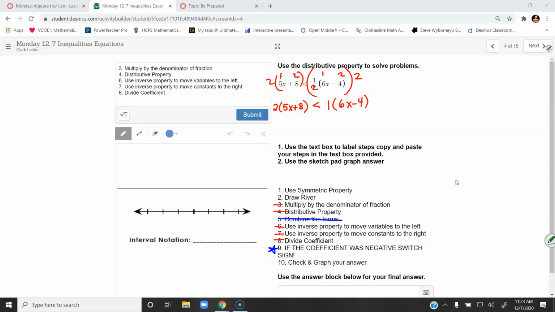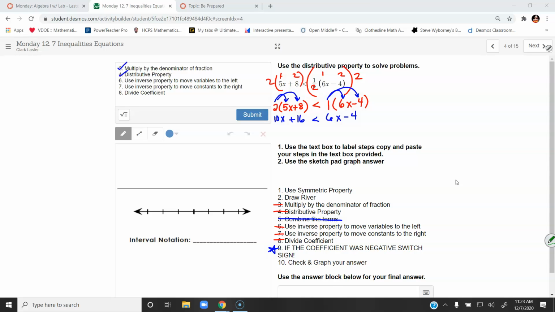Now I'm going to distribute. I'm going to distribute the number in front of the parentheses. This one's a 1, so it's a pretty easy thing to distribute. This one's a 2, so this is going to be 10x plus 16 is less than 6x minus 4. All right, so I've now done this and that.